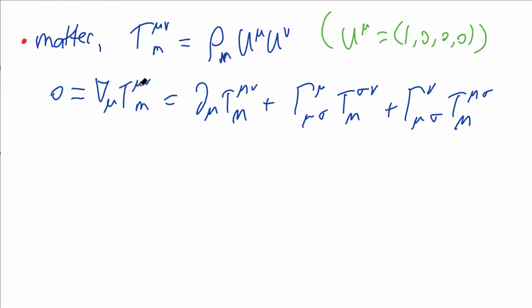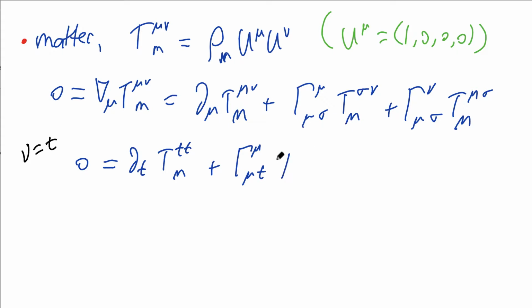Now let's set this free index nu equal to the coordinate t. Then we have 0 equals partial mu T mu t, but notice the only non-zero component of T mu nu is the tt component. So this first term is just partial t of big T, tt. Here we have a sum over mu, and then the only non-zero sigma is when sigma is equal to t. This is capital T, tt sub m.